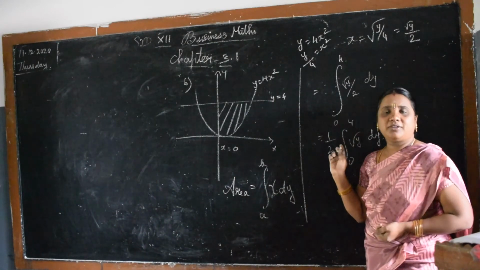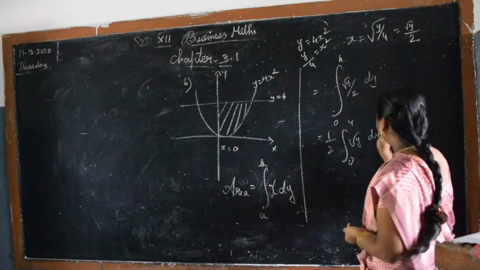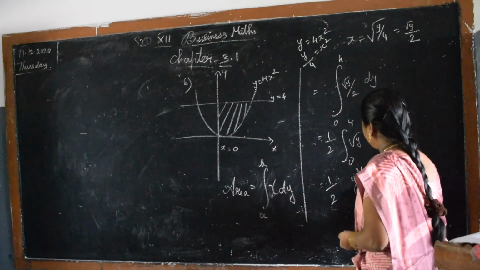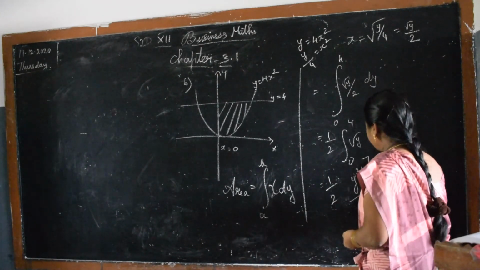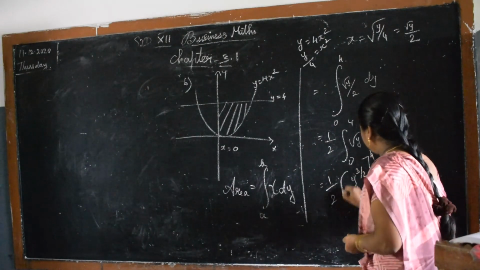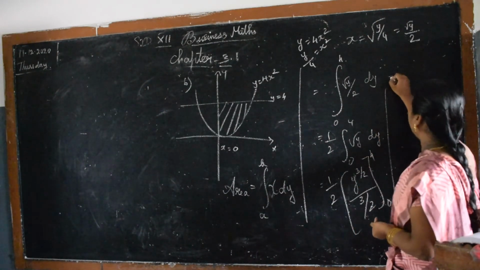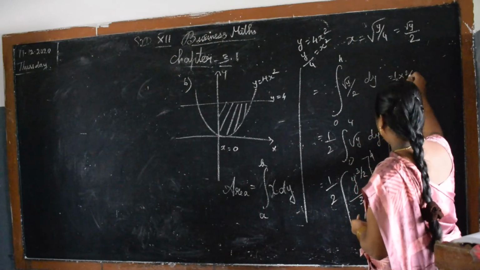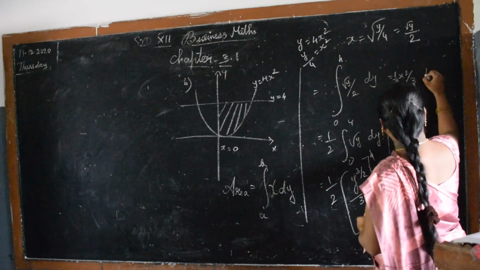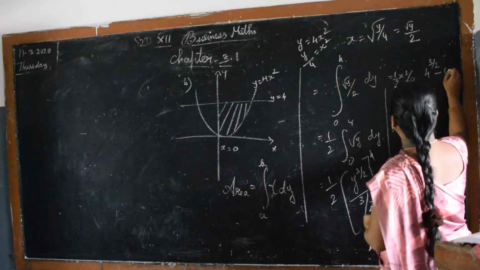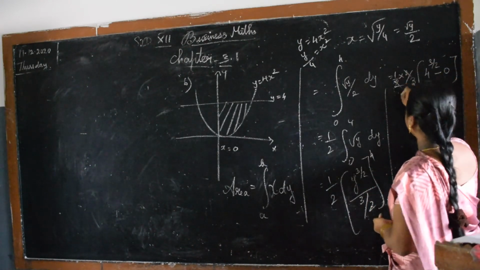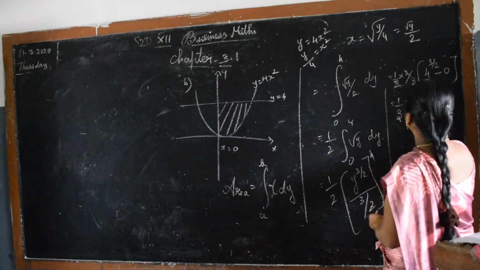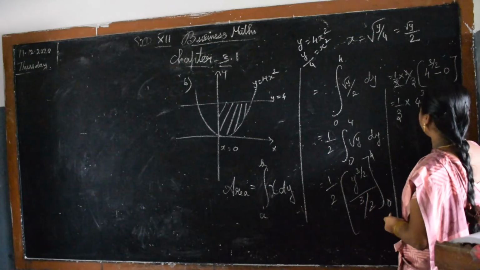See, root y is nothing but y power 1 by 2. If you integrate this, you will get half y power 3 by 2 by 3 by 2. The limit is between 0 and 4. Now you substitute here half into, take this 3 by 2 to numerator, into 2 by 3. 4 power 3 by 2 minus 0. Lower limit is 0. Half into, 2 get cancelled. So 1 by 3 into 4 power 3 by 2.